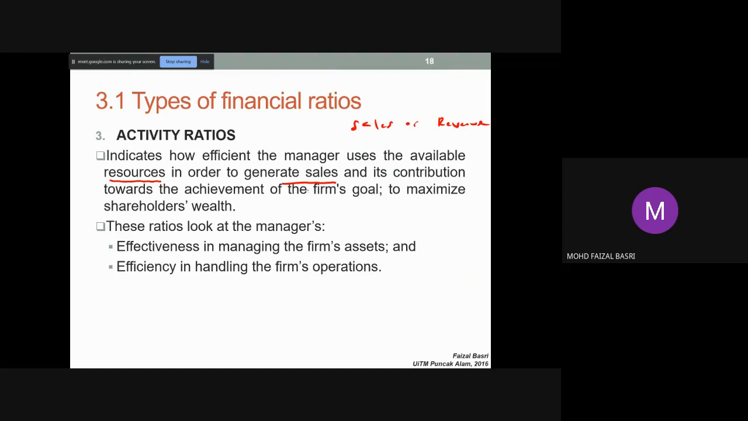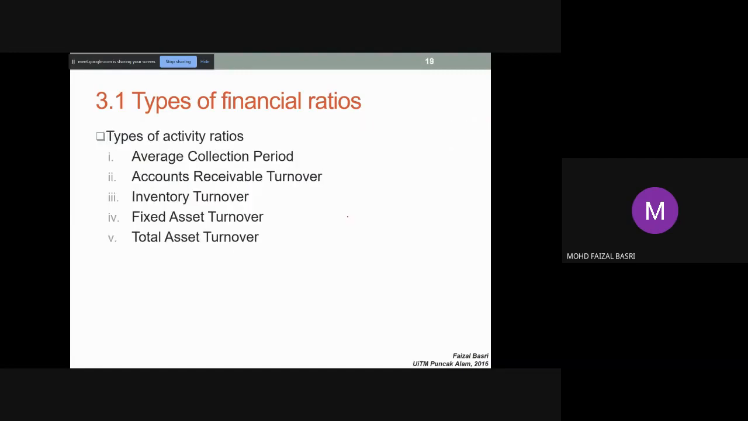And yeah, this is going to look at the managers' effectiveness in managing the firm's assets and also handling the firm's operations. Right, so we're going to have 6, if I'm not mistaken, or just 5. Okay, so there are 5 types of ratios under the activity category. We have average collection period, accounts receivable turnover, inventory turnover, fixed asset turnover, and total asset turnover. Out of these 5, you can see 4 have turnovers here.